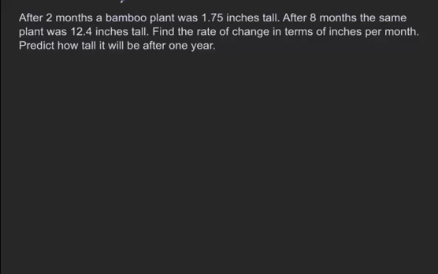After 2 months, a bamboo plant was 1.75 inches tall. And after 8 months, the same plant was 12.4 inches tall. So we got 2 units here. We got months, a unit of time, and inches, a unit for height. Find the rate of change in terms of inches per month. Alright, so inches per month, that tells me what order I want my fractions in. Inches on top, per is divide, month is on bottom.